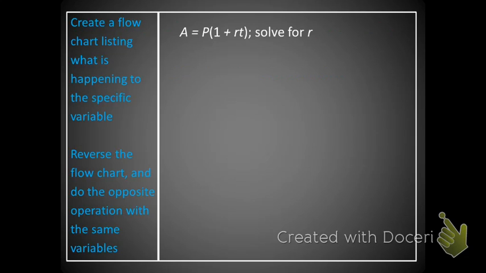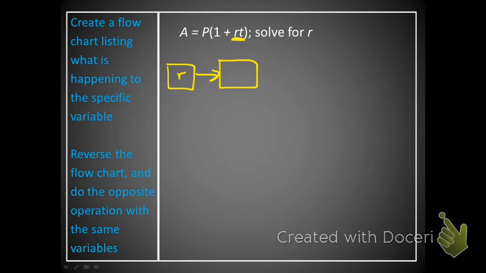Now, here's the equation. A equals P(1 plus RT). Let's solve that for the variable R. Here's what we're going to do. We're going to make a flow chart, and we're going to list everything that's happening to this variable. So I'm going to start with R. When I look at the equation, the first thing that's happening to it is this right here.